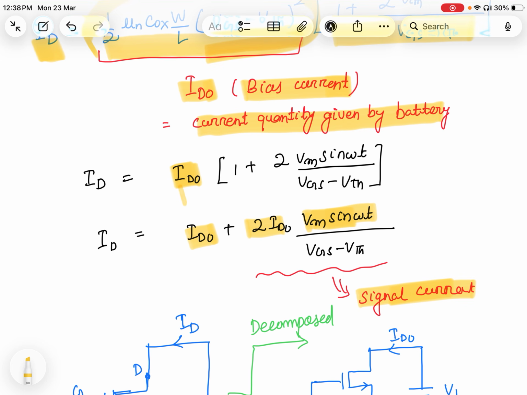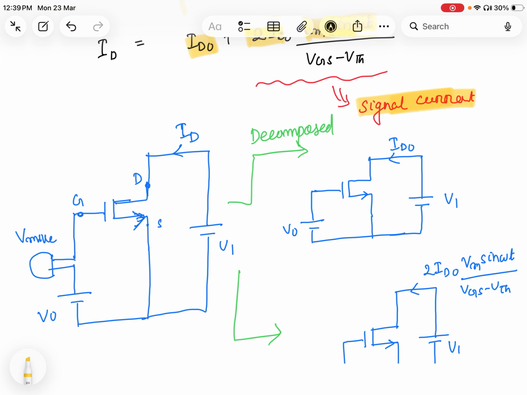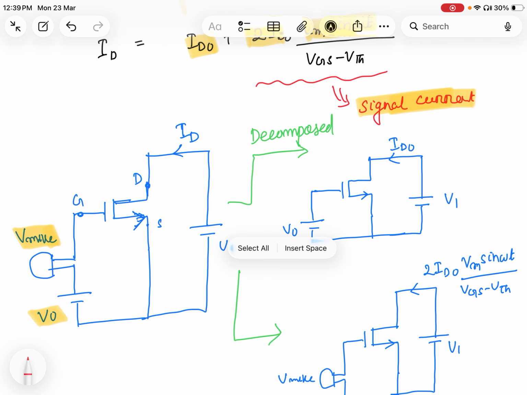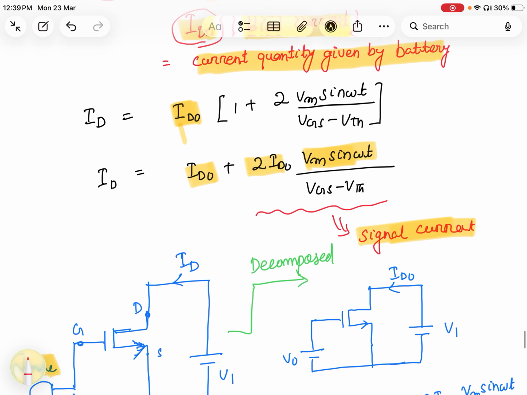Now, as this MOSFET is a voltage controlled device, if this is our N channel MOSFET, and in this N channel we have a DC bias as well as a small signal, due to that I'm getting a drain current ID here. So this drain current is due to two currents. One is due to the ID0 bias current, and the other, 2 into ID0 Vm sin omega t divided by VGS minus VTH, is equal to the signal current. So the drain current consists of two components.